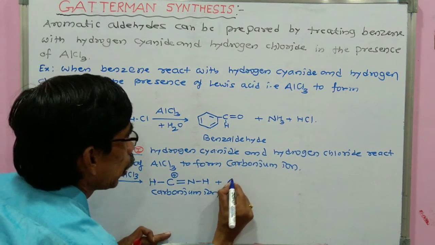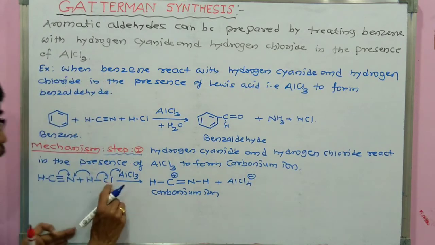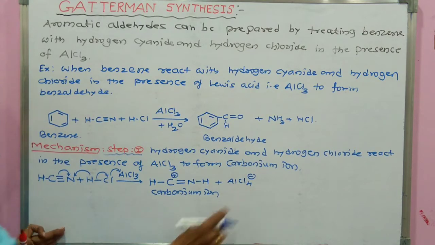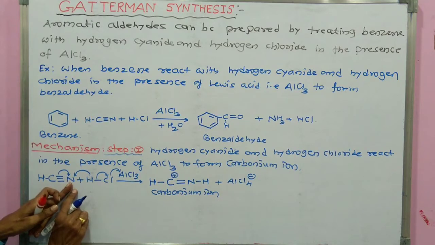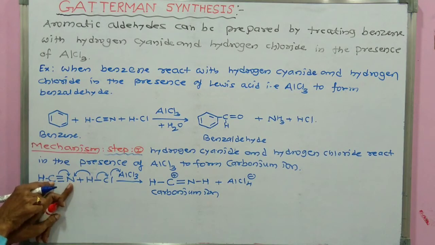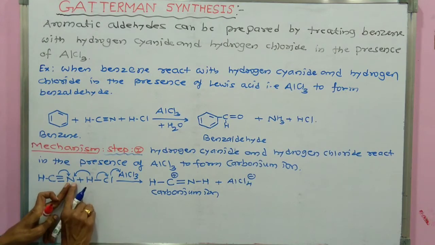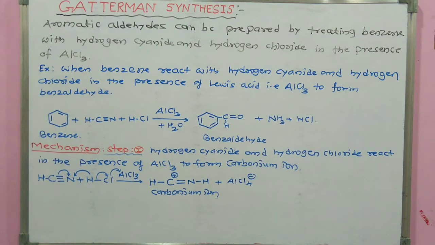Now plus this AlCl4 minus, this Cl minus combined with this AlCl3 to form the AlCl4 minus. This bond is transferred on nitrogen atom. Nitrogen atom carries negative charge while this carbon carries a positive charge. Now this negatively charged nitrogen gives one electron to this H plus ion to form the bond between nitrogen and hydrogen and form the carbonium ion. Now step second.